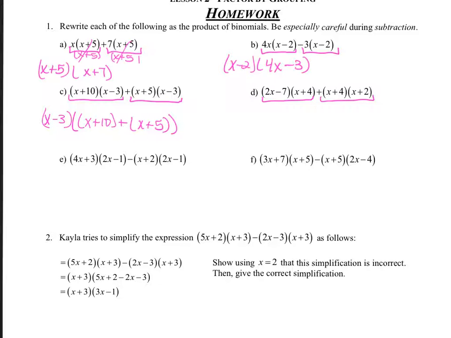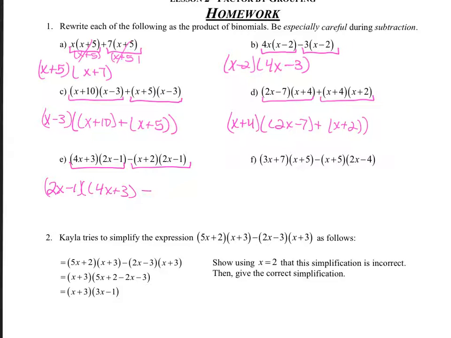So my GCF in part D is x plus 4. And when that cancels, I'm left with 2x minus 7 plus x plus 2. And there we go. In E, one term, two terms. So my GCF is 2x minus 1. And then I'm left with 4x plus 3 minus x plus 2.